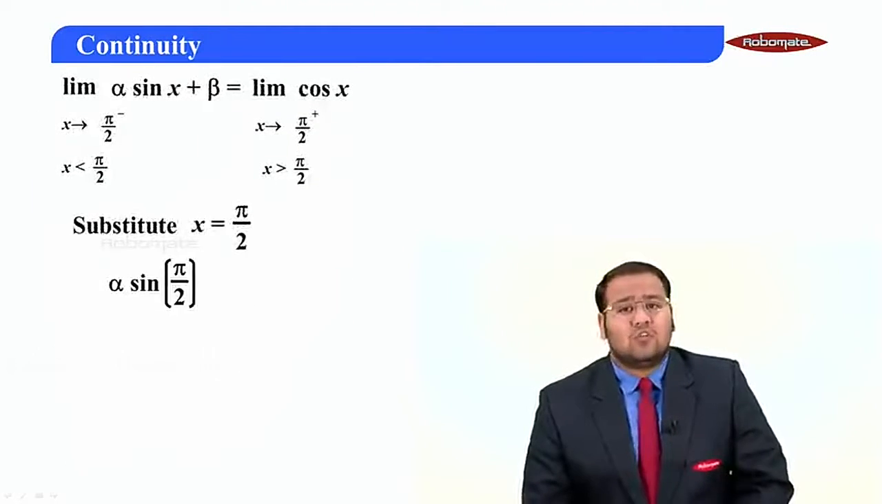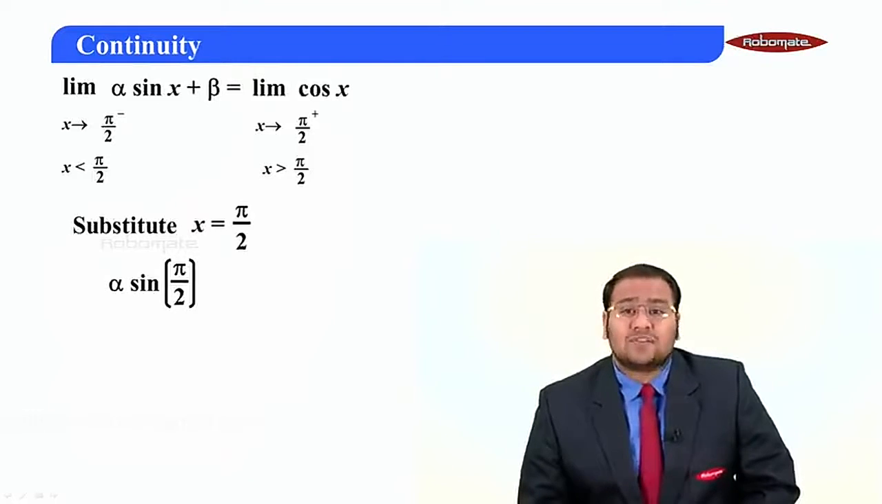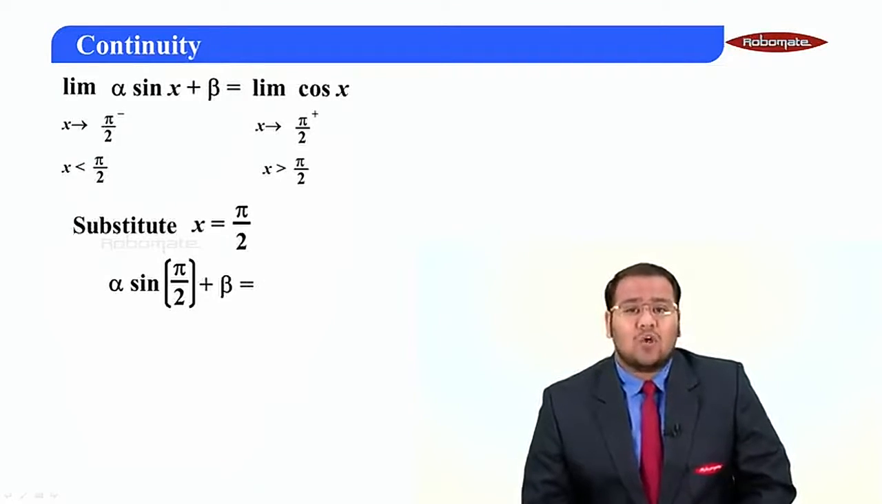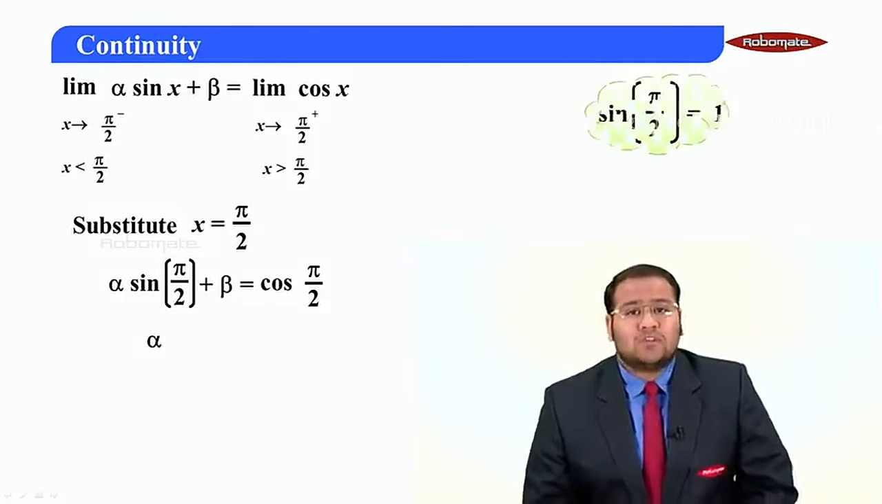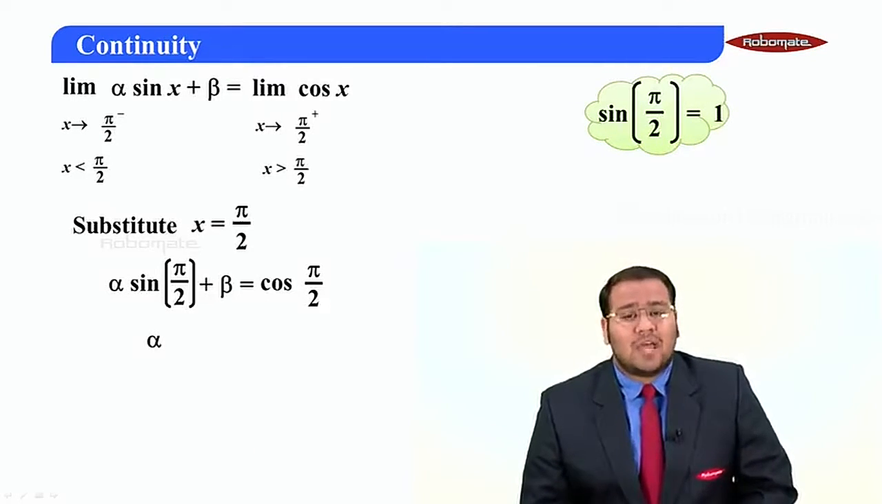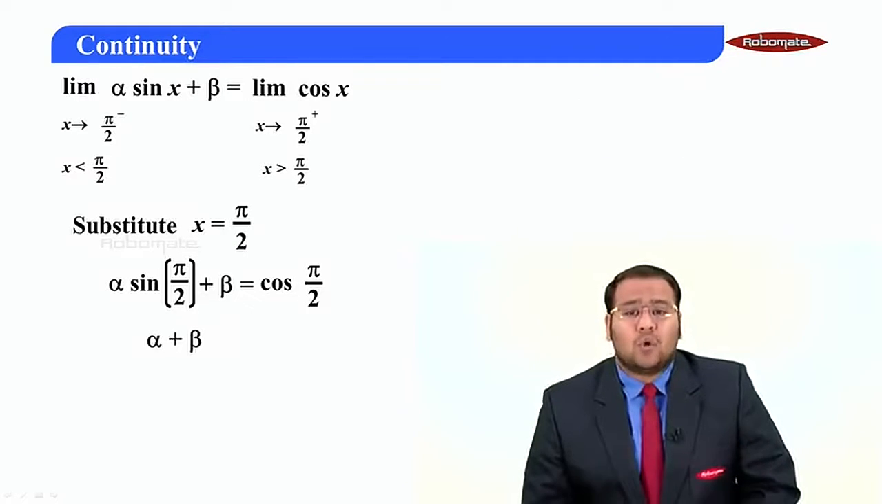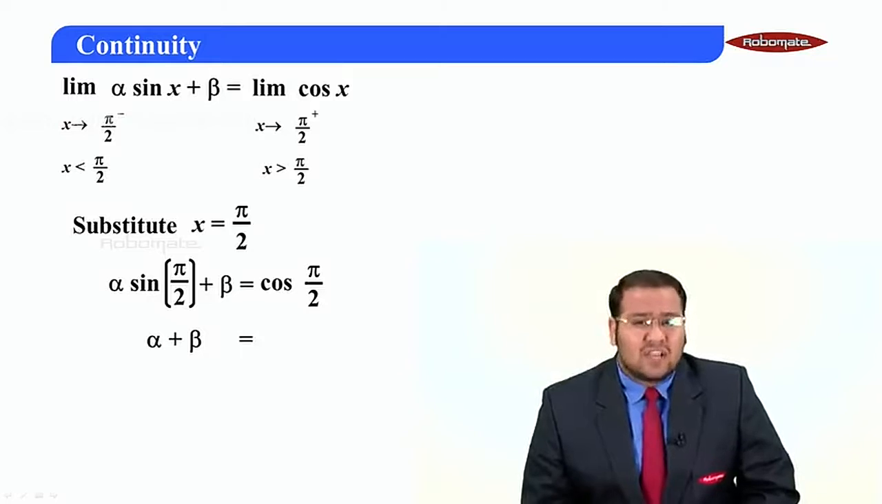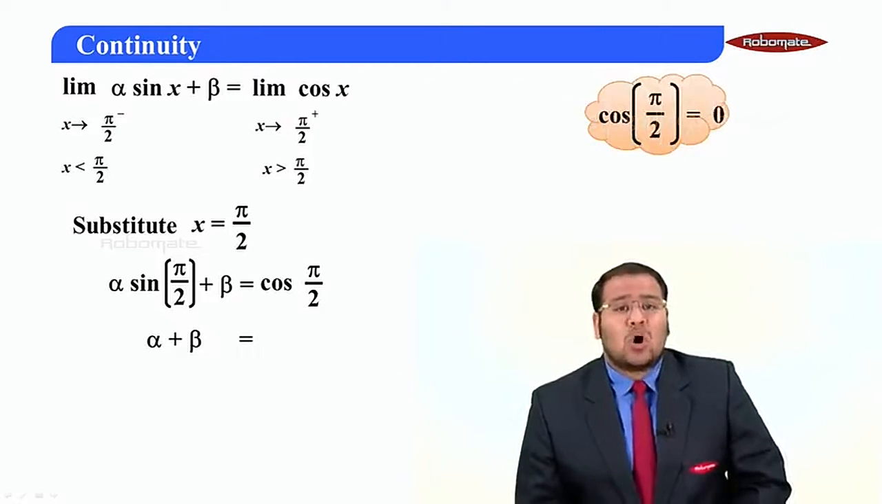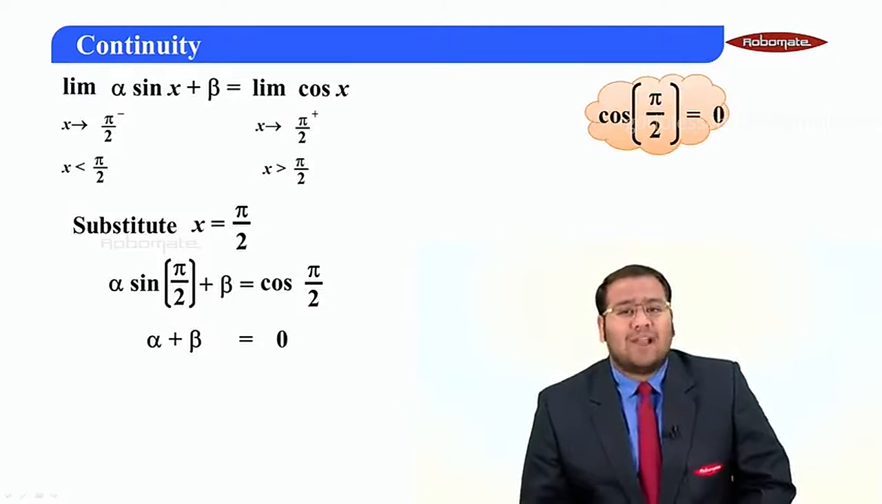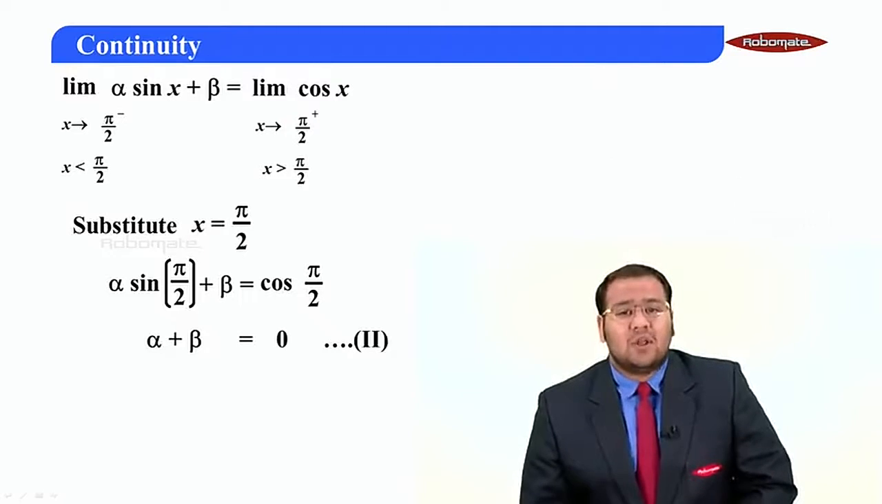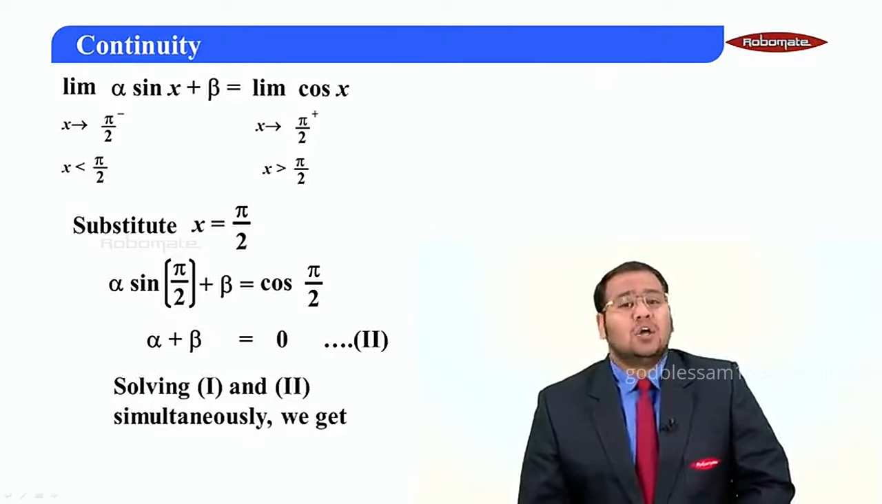Therefore, what would the equation be? Alpha into sine of pi by 2 plus beta, which is equal to cos of pi by 2. We know sine of pi by 2 is 1. Therefore, alpha into 1 would be alpha, plus beta, which is equal to cos of pi by 2. Cos pi by 2 is 0. So alpha plus beta is 0. Hence, I can say equation number 2.